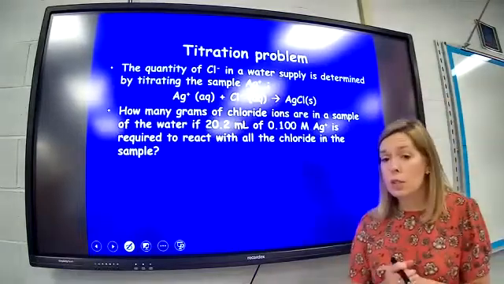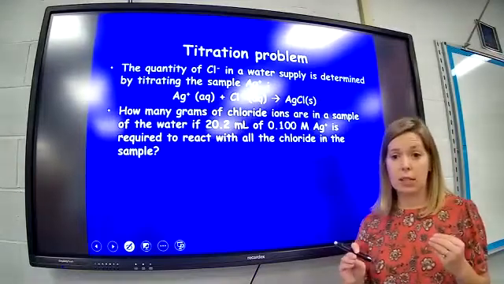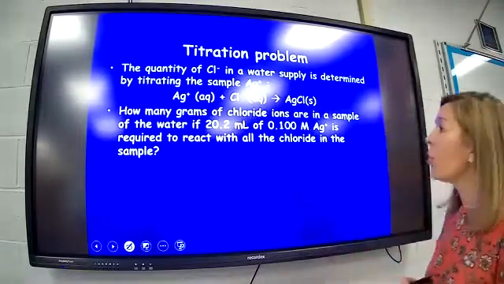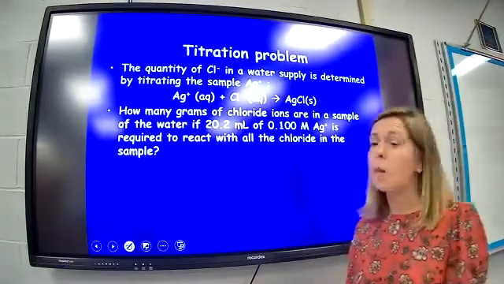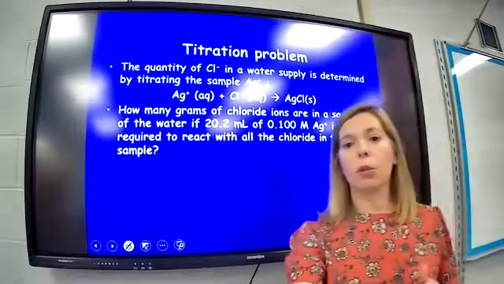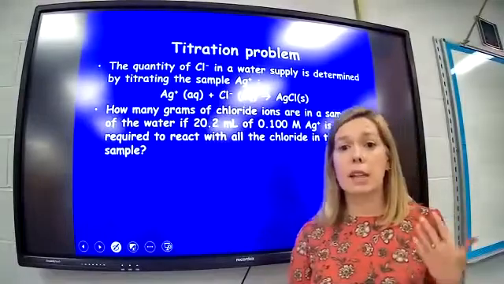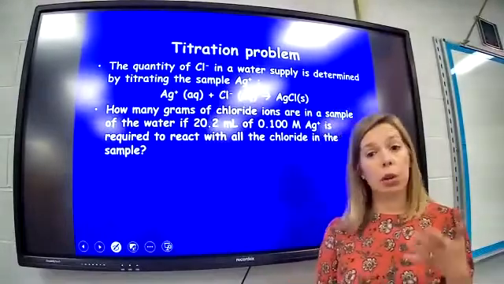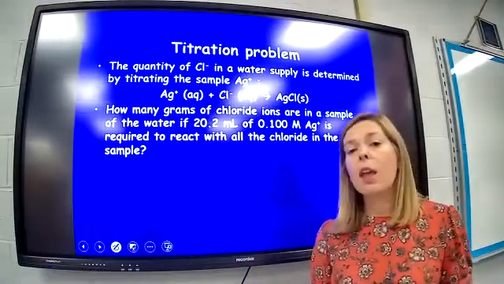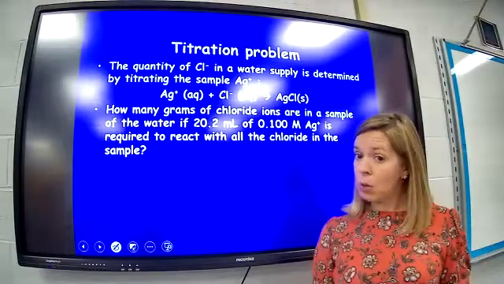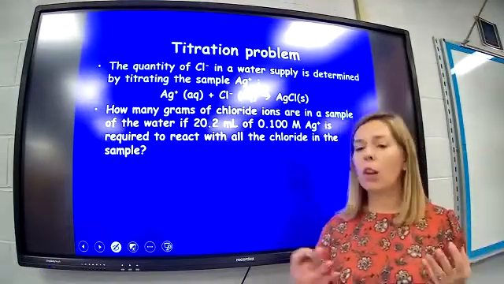Now, we can actually use titration for a lot of things, not just acid-base calculations. So this is an example of doing a titration with something that's not an acid-base problem. Here we are looking at the amount of chloride present in a water supply. We know that we have chloride present in our water to kill off bacteria, but it can't be too high. There's a certain level of chloride that they need to maintain. It can't be too low, can't be too high.